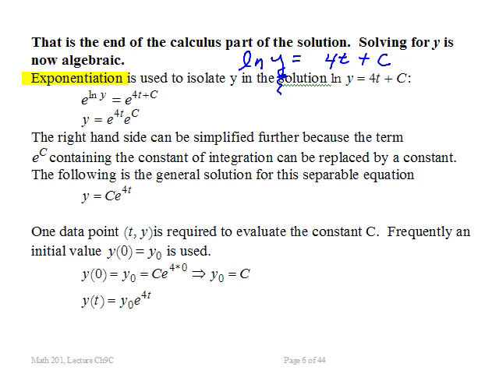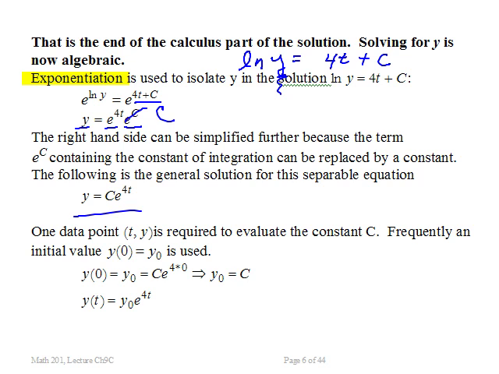So to do that, I exponentiate both sides. So I've got e to the natural log of y, which gives me y. Here I have e to the 4t plus c. This can be broken out as e to the 4t times e to the c. Now, again, we simplify the constants. We don't need to find e raised to some constant. This is just a constant in itself, so we abbreviate this whole thing as just c. And this is what we get.